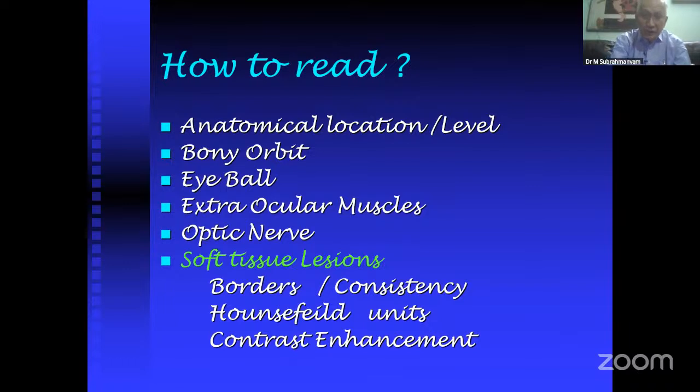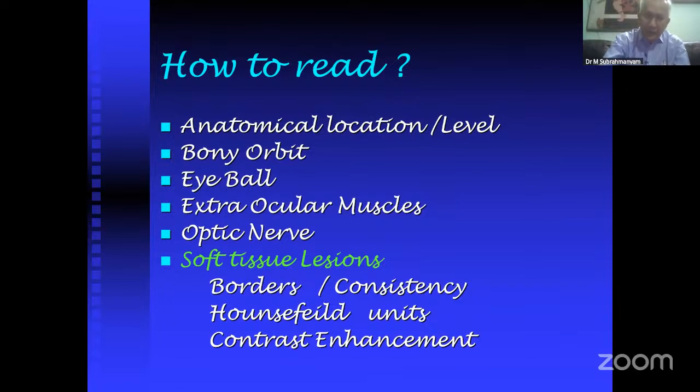So you have to know the anatomical location or level of the lesion, the level of the film, then look into the bony orbit, eyeball, extraocular muscles, optic nerve, and then the soft tissue lesions. In the soft tissue lesions, look at the borders, consistency, Hounsfield units, and contrast enhancement. These four you have to look at in the soft tissues.